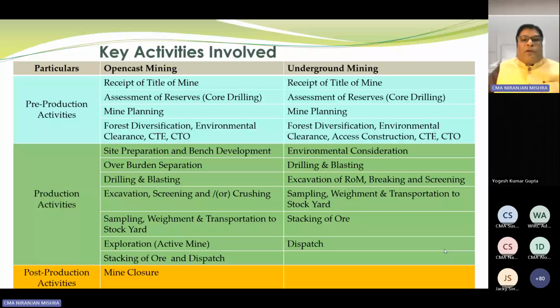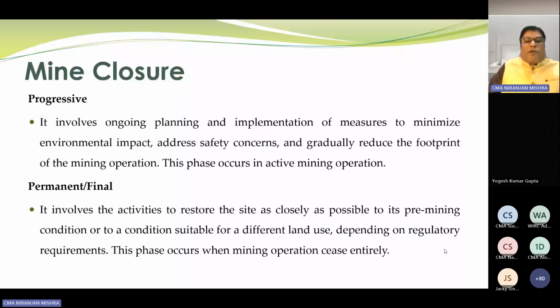Then we come to mine closure, which is a major cost for the mining activity and mining industries, and it constitutes about 5 to 6% of the total cost of the ore. Progressive mine closure involves ongoing planning and implementation of measures to minimize environmental impact, address safety concerns, and gradually reduce the footprint of the mining operation. This phase occurs during active mining operation.